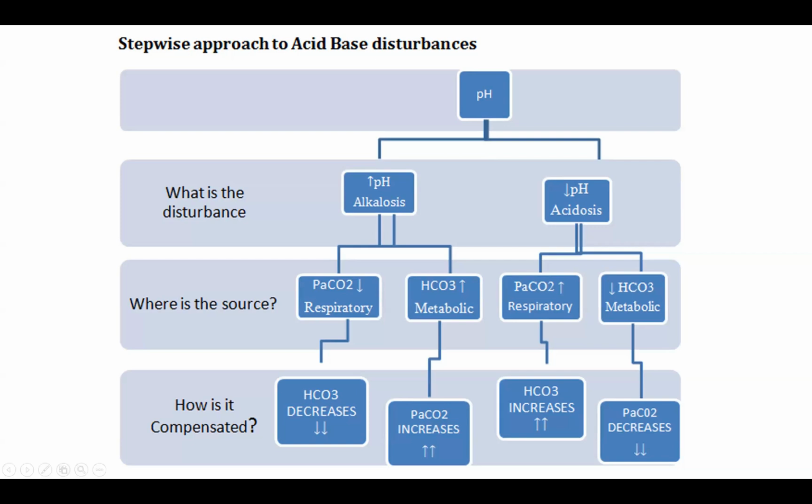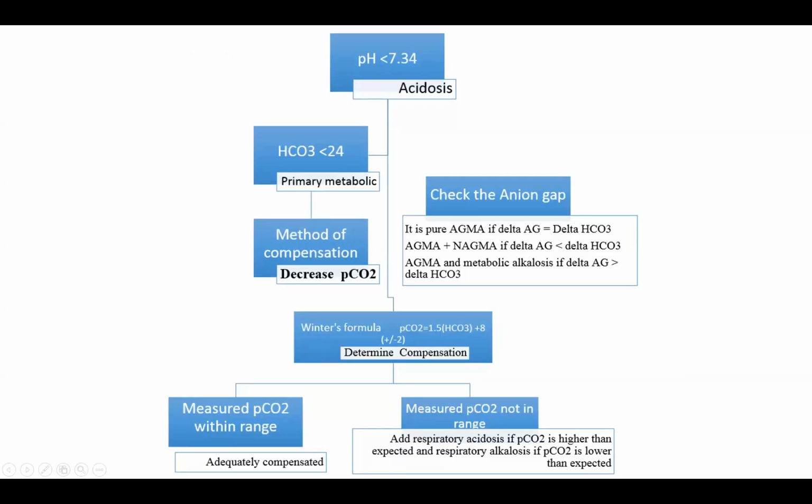In metabolic acidosis, you can use the Winter's formula or you can use the simplified version that I told you. So if PCO2 goes up by 10, bicarbonate goes up by 10, PCO2 comes down by 10. Okay. And so in metabolic acidosis, always look at the anion gap. If change in anion gap is same as change in bicarbonate, then it's pure anion gap metabolic acidosis.